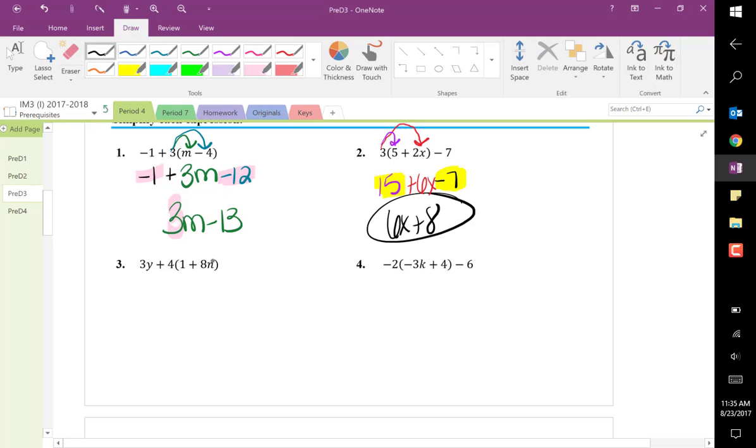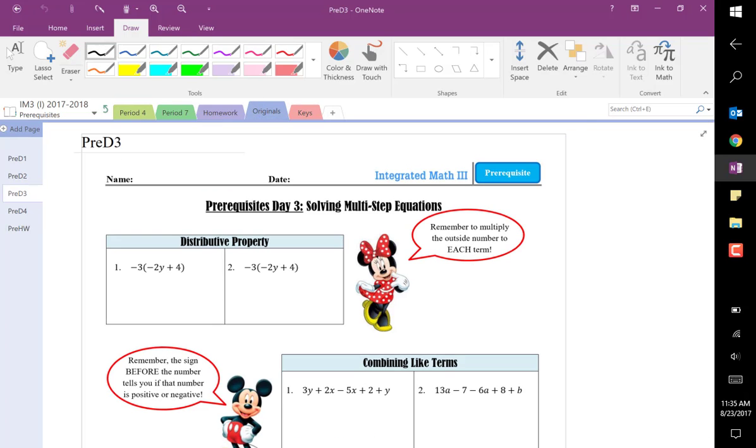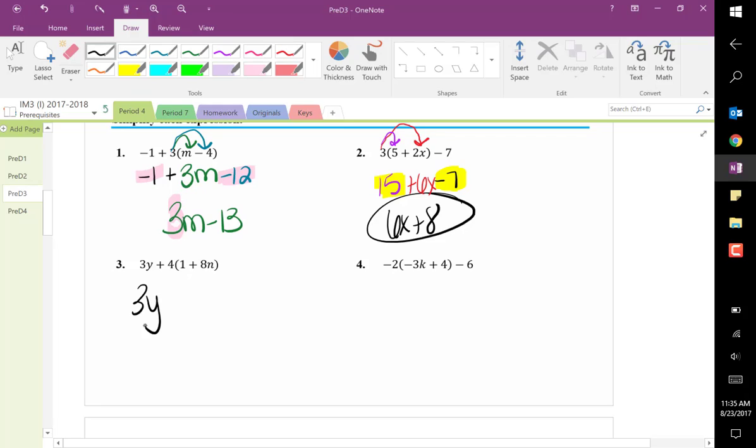Okay, same type of problem here, except I'm just throwing in some more letters at you. This 3y is not attached at all, so I'm just going to bring it down. Distribute for me. Just do it on your own really quick, and then I'll ask you guys to help me out. So go ahead and distribute that on your own. All right, raise your hand and tell me what you get for the first time you distribute in this set. Go ahead. 3y plus 4.